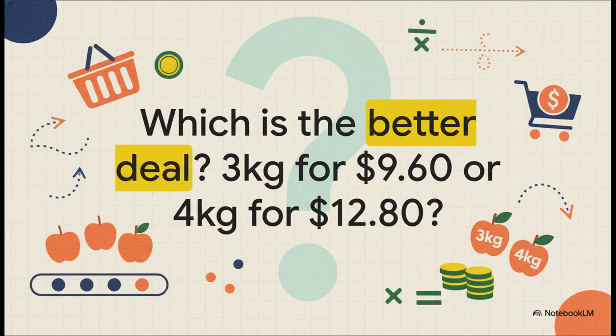Okay, let's start with a real-world problem. Picture this. You're at the grocery store and you see these two signs for cucumbers. I mean, they look pretty close, right? But is one actually a better deal? How in the world do you figure that out without pulling out a giant calculator? This is exactly the kind of thing we're about to solve.